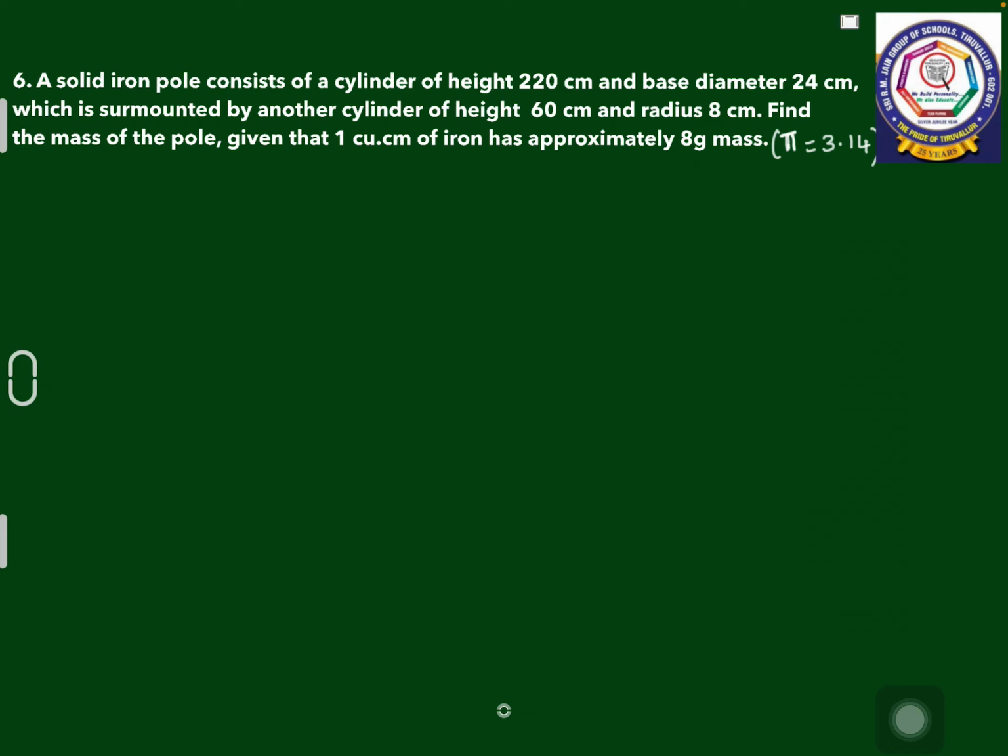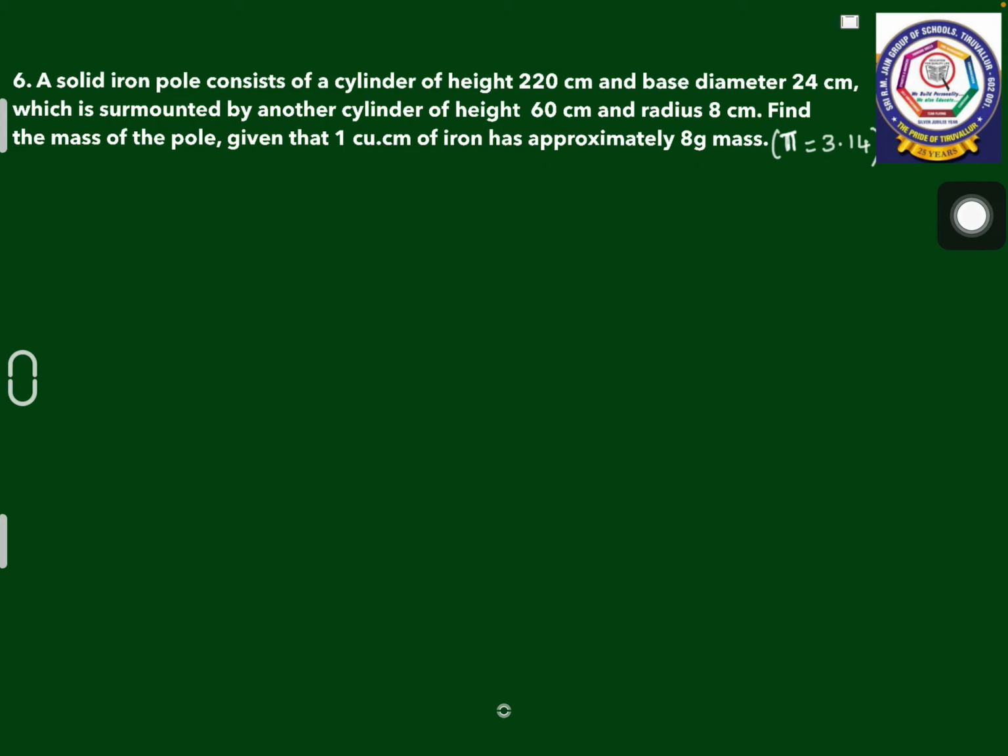Let us see the sixth question. A solid iron pole consists of a cylinder of height 220 centimeter and base diameter 24 centimeter, which is surmounted by another cylinder of height 60 centimeter and radius 8 centimeter. Find the mass of the pole given that 1 cubic centimeter of iron has approximately 8 grams mass, and they told you to use the value of pi as 3.14.